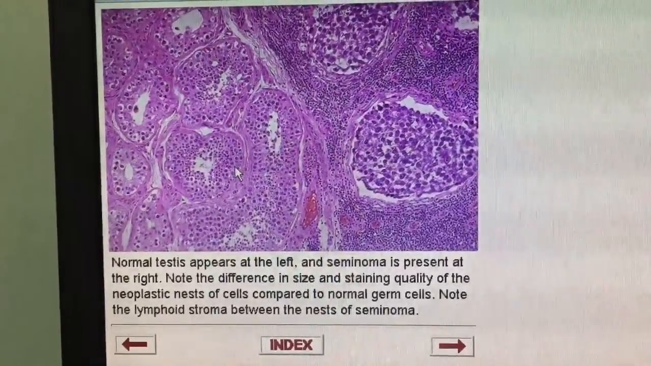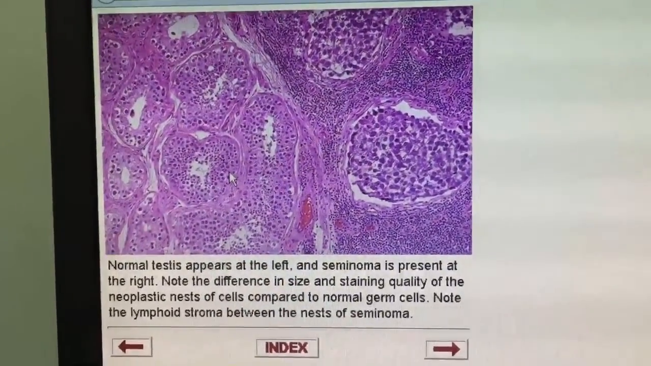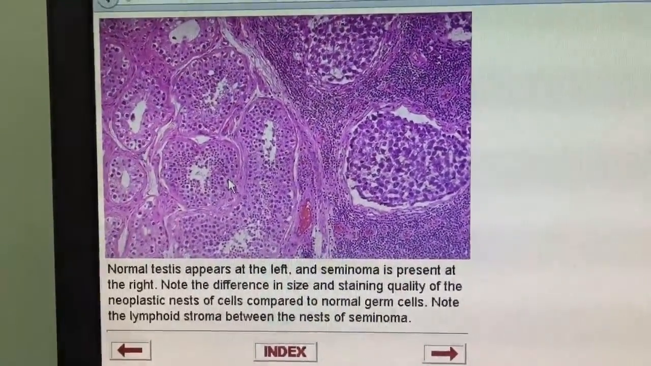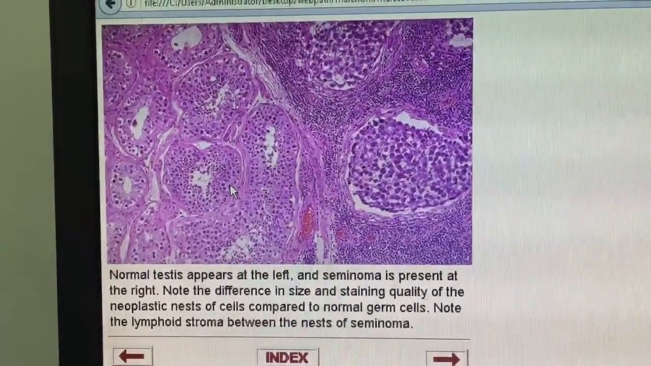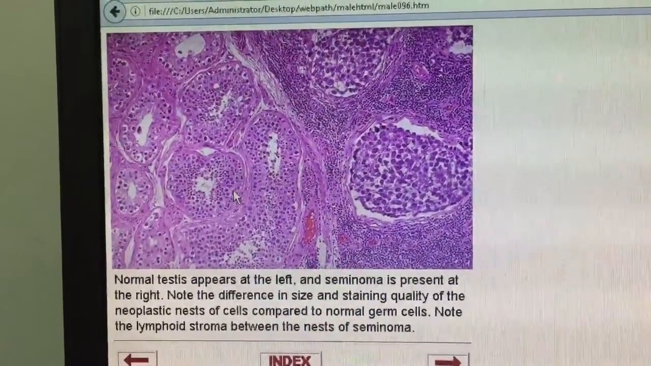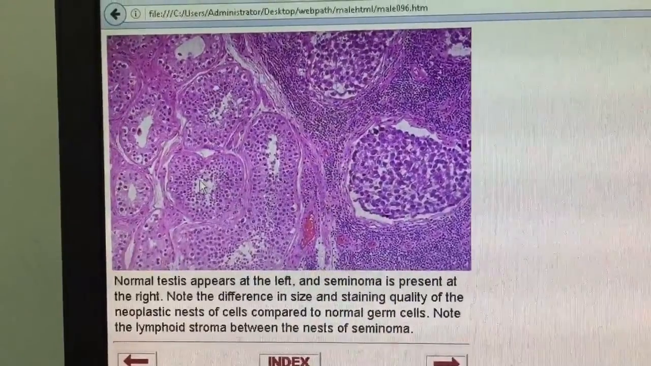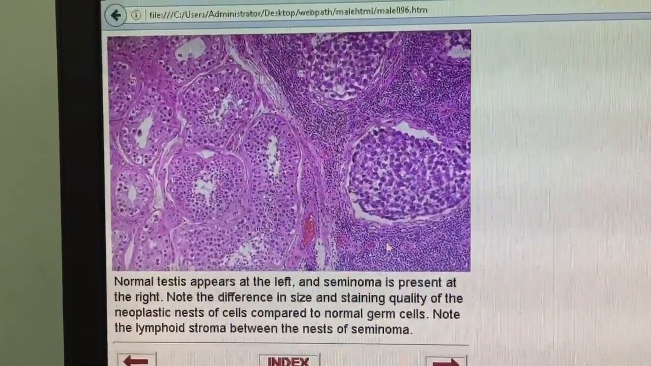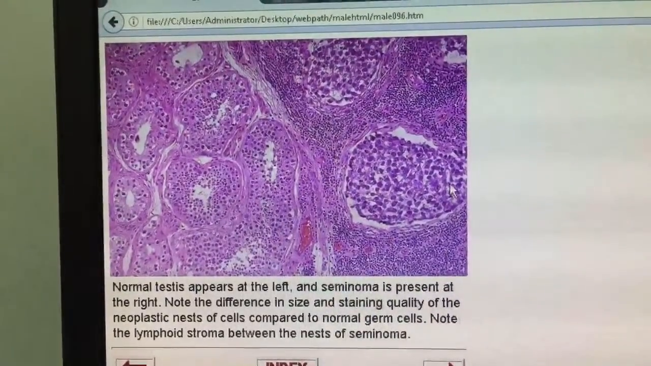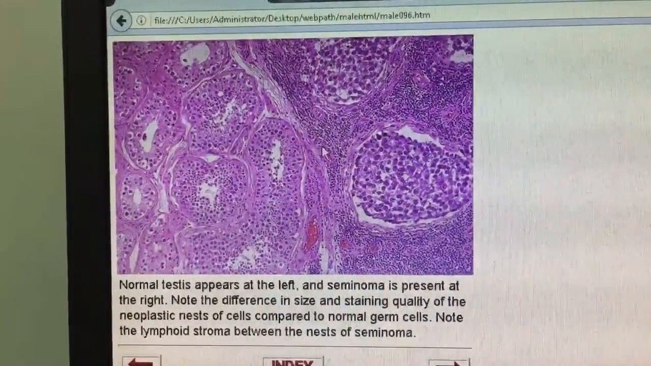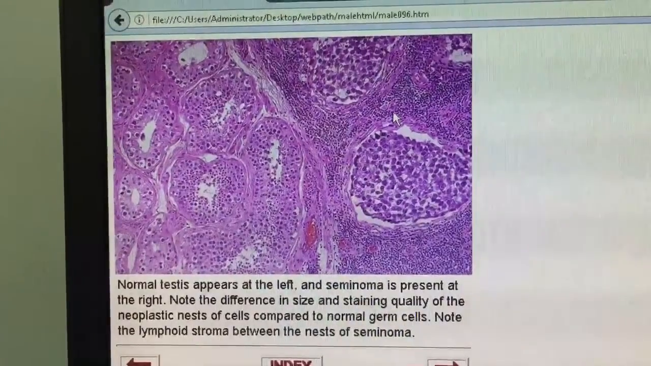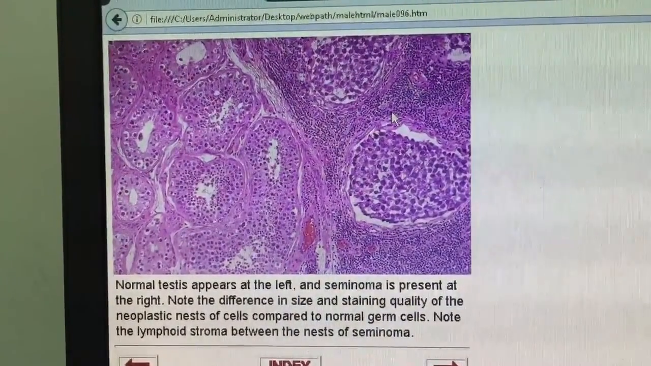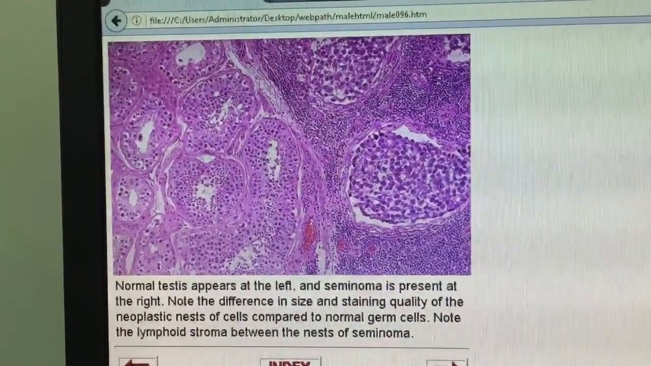Excuse me, the testis. The testis is responsible for spermatogenesis. There are multiple steps of spermatogenesis: primary spermatocytes, secondary spermatocytes, spermatids and spermatozoa. Here you can see the maturation. This is normal testis. But adjacent to it, there are islands of seminomatous cells separated by lymphoplasmacytic infiltration. So this is a high power view of seminoma.